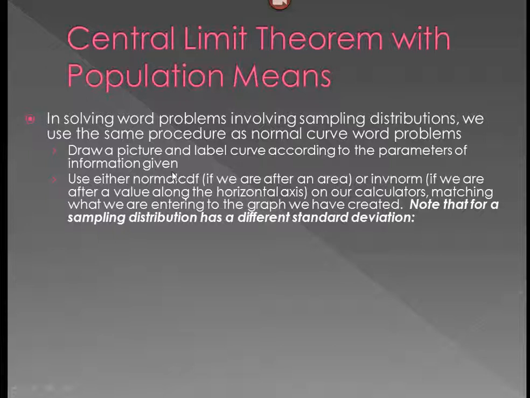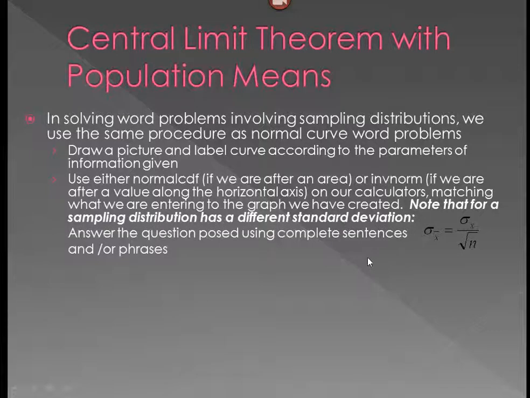Remember, normal CDF is always giving us probability and area, whereas with invert norm, we are given probability and area, and we're looking for the value that is the border value along the horizontal axis. On our calculators, we match what we're entering to the graph we have created. Our standard deviation has changed now with our sampling distribution. And then we always want to make sure we actually answer the question that was posed using complete sentences and phrases.